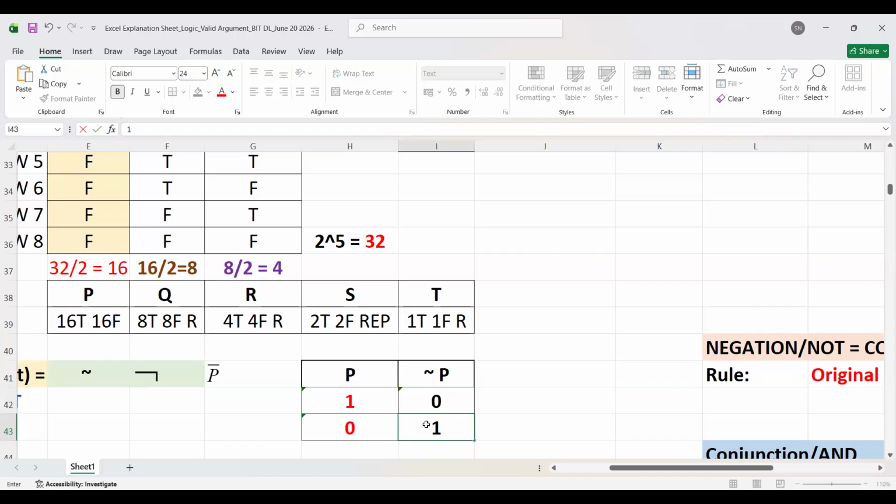If it's true, it becomes false. So for example, if I give you a statement, today is Monday, the negation will be today is not Monday. So in the truth table, instead of 1, 0, it becomes 0, 1. Okay, so that's rule number 1. We want to look at all the 6 rules.